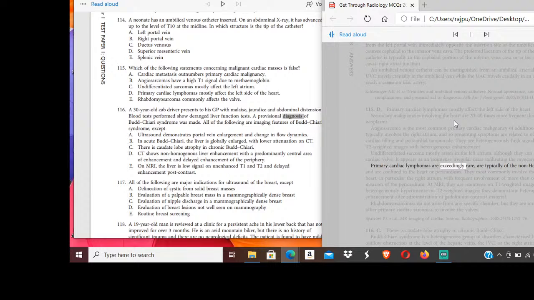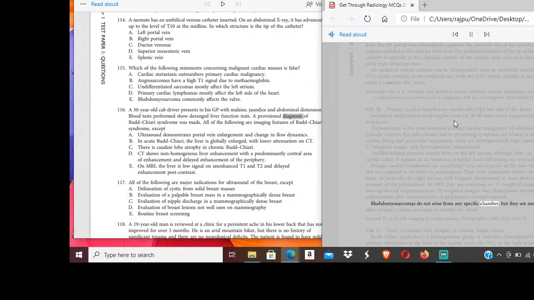Primary cardiac lymphomas are exceedingly rare, are typically of the non-Hodgkin B-cell type, and are confined to the heart or pericardium. They most commonly involve the right side of the heart, in particular the right atrium, with frequent involvement of more than one chamber and invasion of the pericardium. At MRI, they are isointense on T1 weighted images and heterogeneously hyperintense on T2 weighted images. They demonstrate heterogeneous enhancement after administration of gadolinium contrast material.